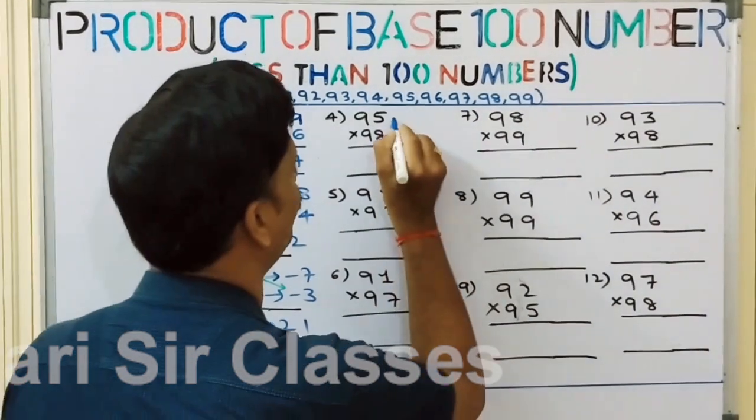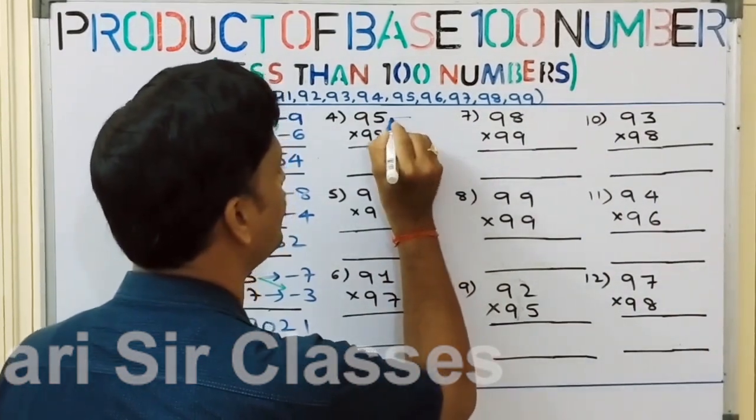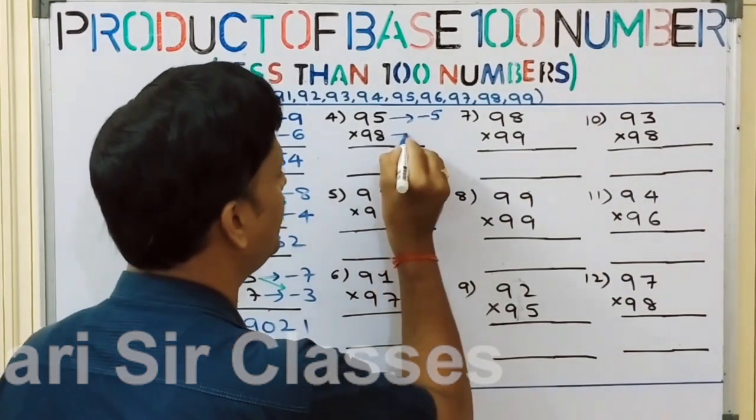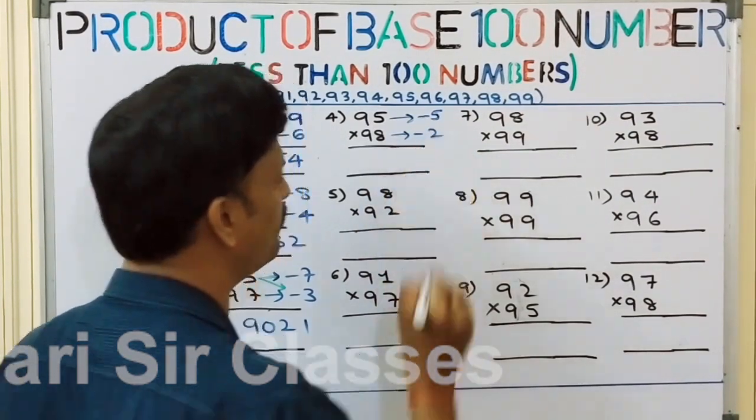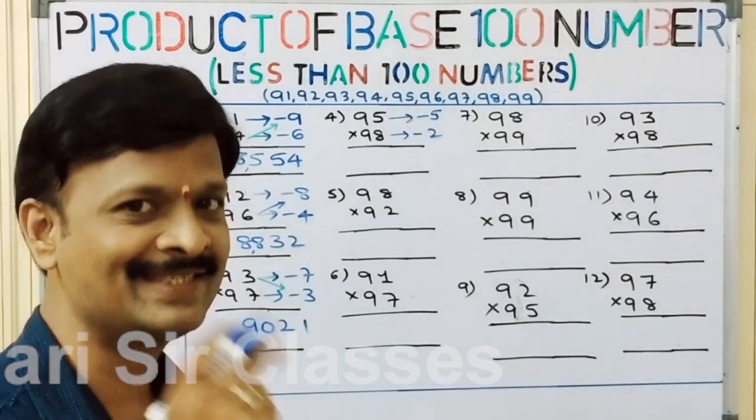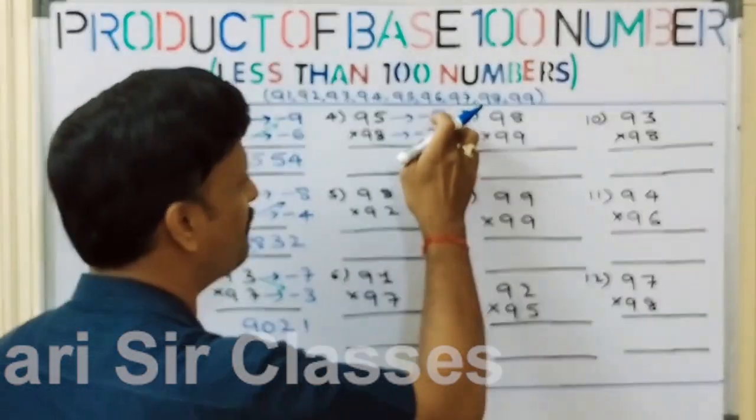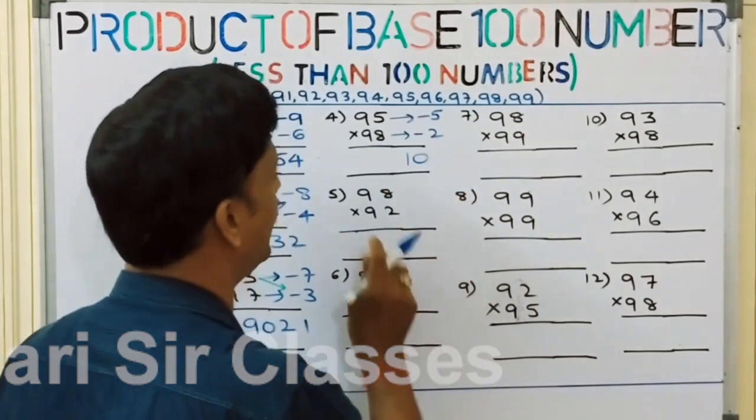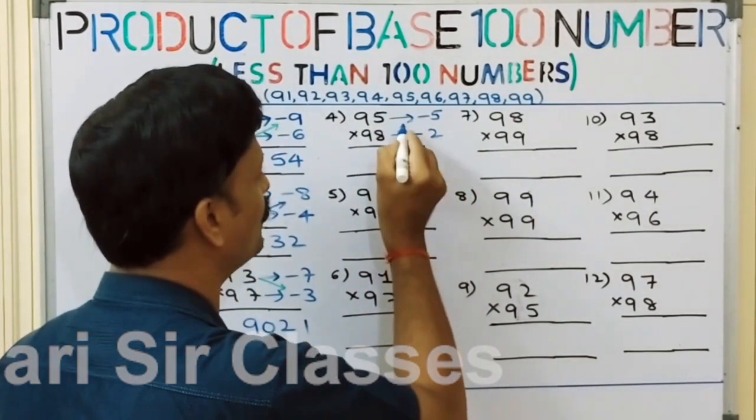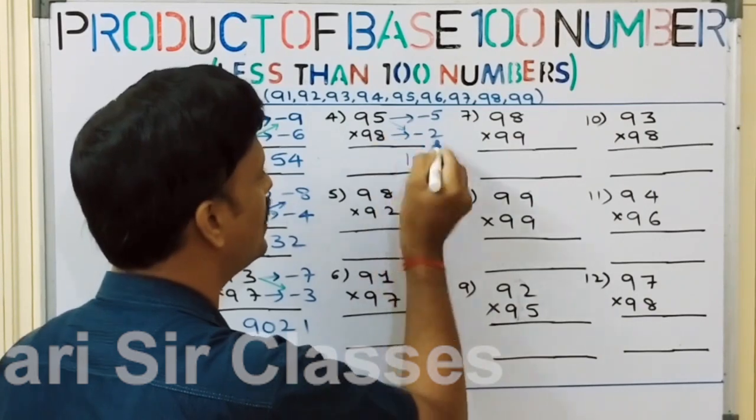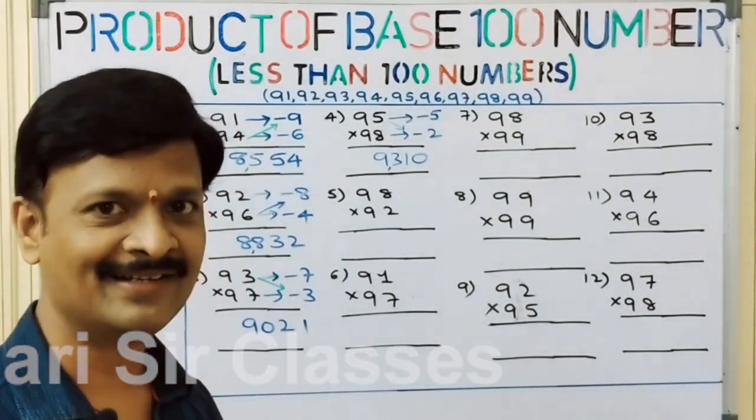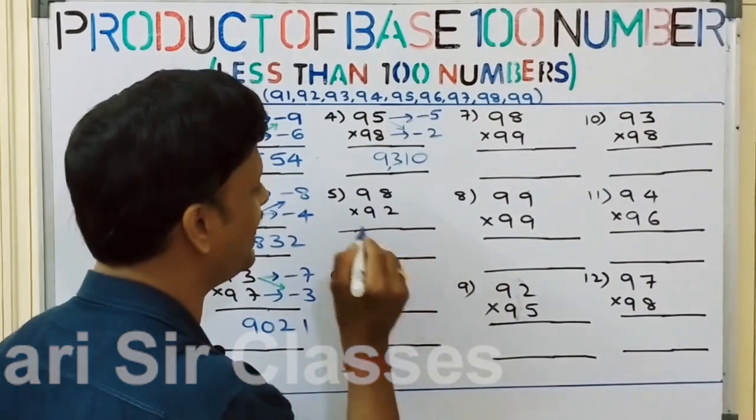That is 95. 95 is 5 less than 100, so write down minus 5. And 98 is minus 2, because 98 is 2 less than 100. So write down the product of 5 and 2. Minus 5 minus 2, product is 10. Write down 95 minus 2. What is 95 minus 2? 95 minus 2 is 93. That is 9310.